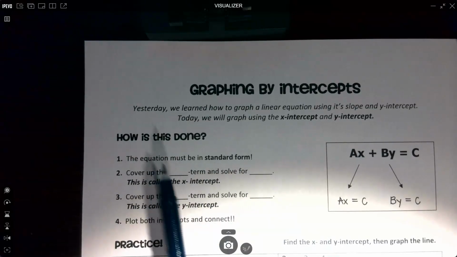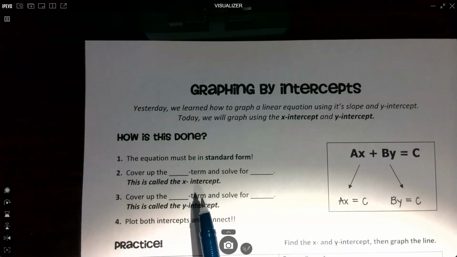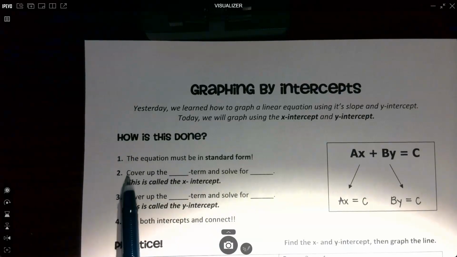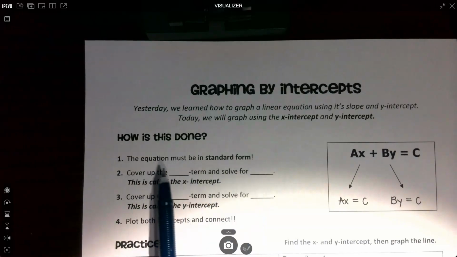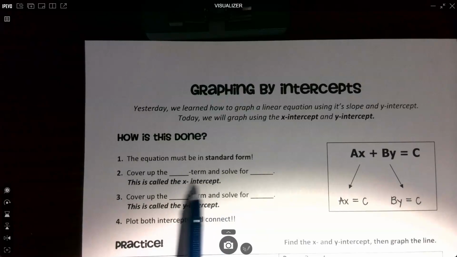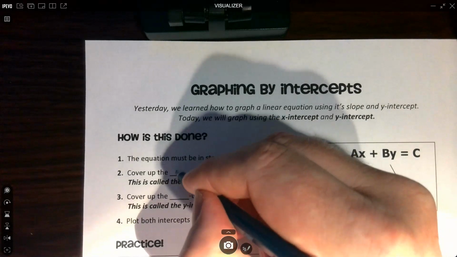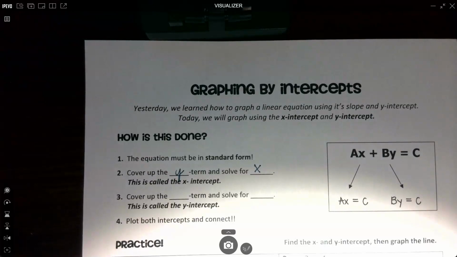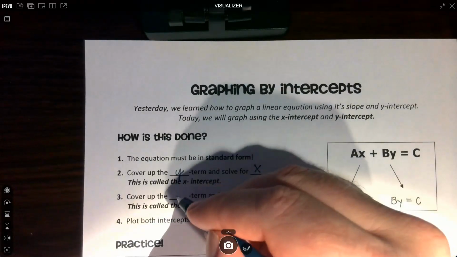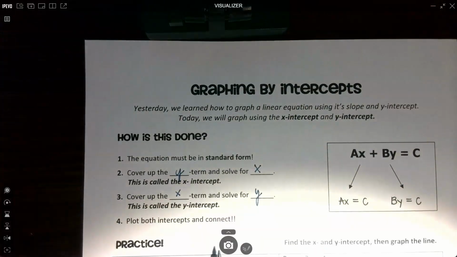When you have it in standard form, I kind of give you little tricks on how to solve for these, but I do want to comment as to why. It says here, cover up the blank term and solve for blank. Now, I have no idea what these blanks are until I read down here. It's called the x-intercept. So that means you're going to cover up the y term and solve for x. Okay? And to find the y-intercept, you're going to cover up the x term and solve for y. And we've done that once already before.